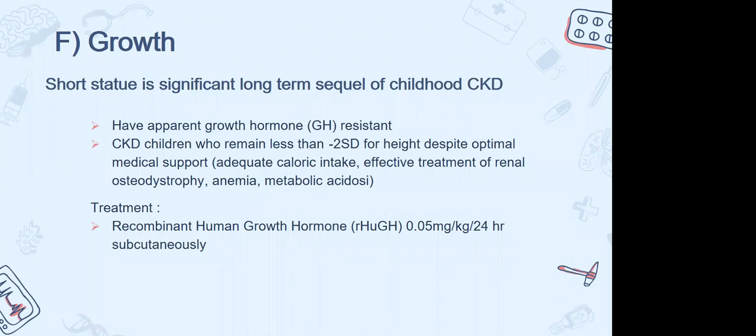So we give it at 0.05 milligram per kilo per day subcutaneously. We adjust this treatment periodically according to achieving the goal of normal height for the patient's age. We continue the treatment with recombinant human growth hormone until the patient reaches the 50th percentile for the mid-parental height, or when they achieve their final adult height, or they undergo kidney transplantation. Long-term recombinant human growth hormone treatment significantly improves the final adult height, and it can induce persistent catch-up growth. So some patients may achieve a normal adult height.